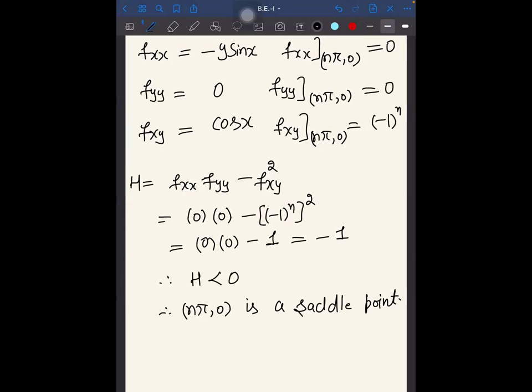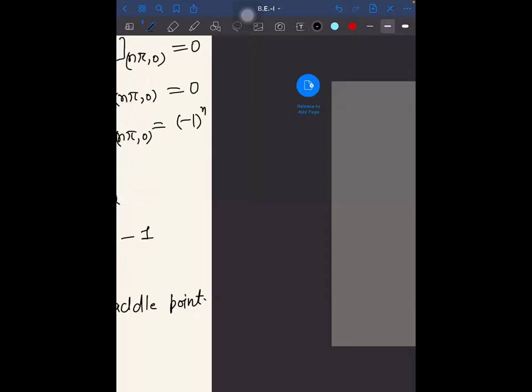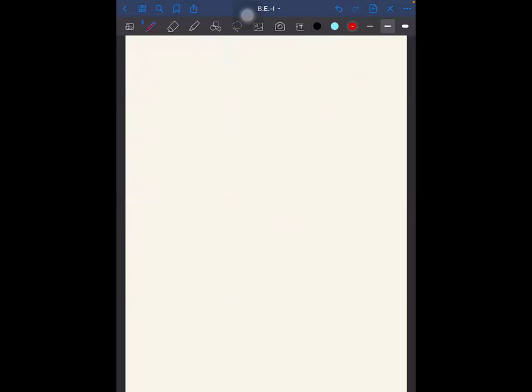So let's do the last question because we haven't done this kind of question. Once we do this question, we are done. This is a slightly different question. Question number 30: you have f of x, y is equal to e^(2x) cos y.